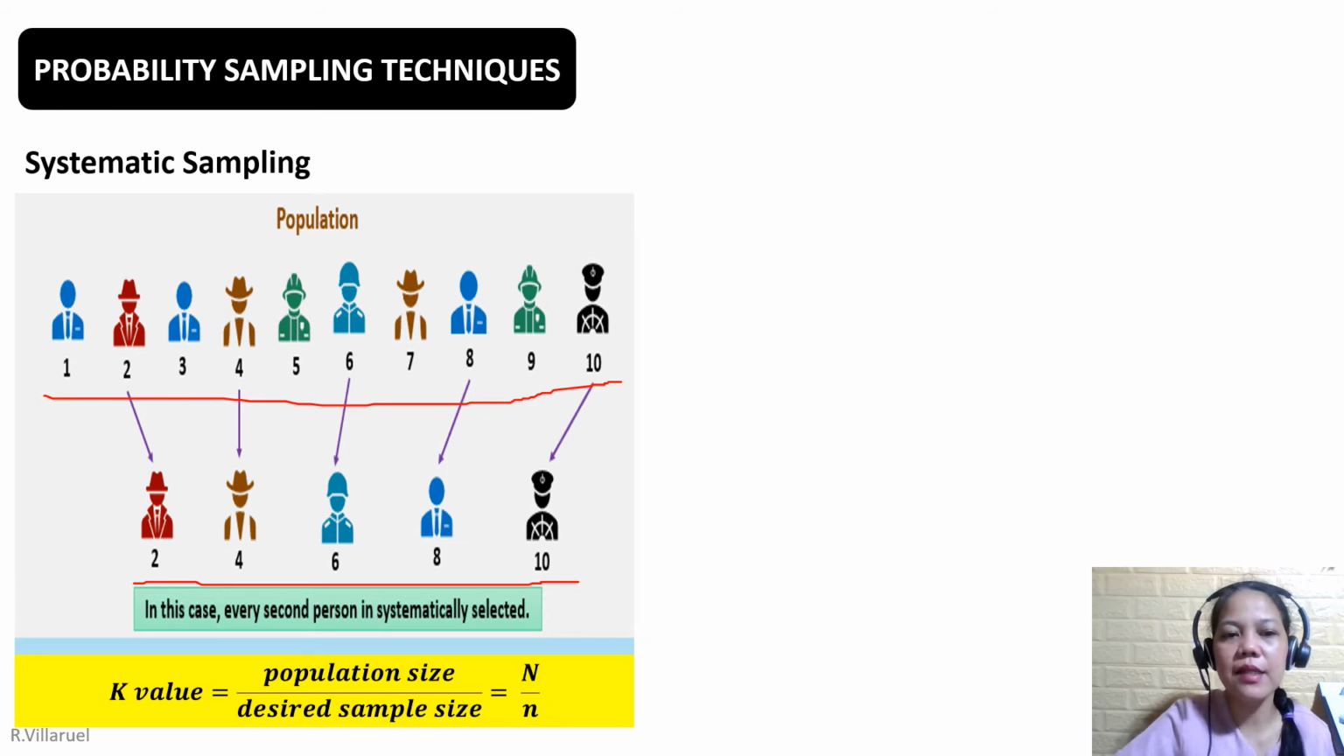So, kailangan sa systematic sampling, kukunin nyo yung kth element. So, dito sa example na to, every second person is systematically selected. So, automatically, ang naging samples niya, multiples ng 2. So, we have 2, 4, 6, 8, 10. So, yun yung systematic sampling.